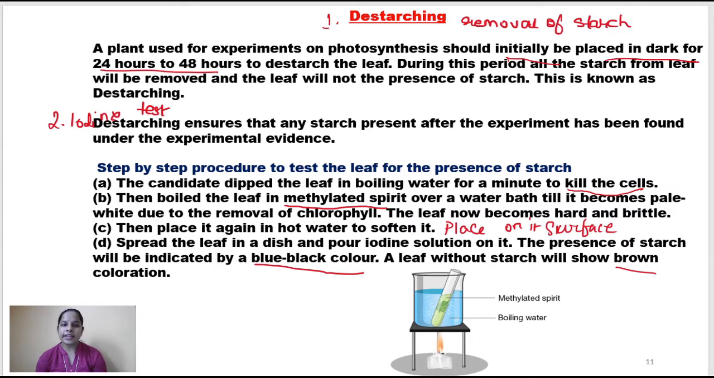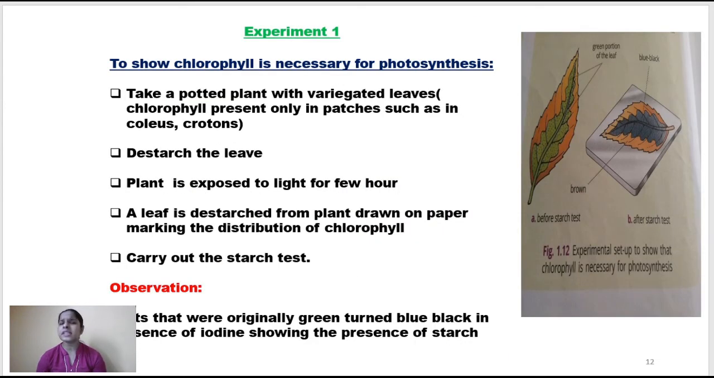So now let's begin. There are four experiments that are related to photosynthesis. Number 1, to show that chlorophyll is necessary for photosynthesis. Number 2, to show that sunlight is necessary for photosynthesis. The third, that carbon dioxide is necessary for photosynthesis. And the fourth experiment is based on the fact that oxygen is evolved during photosynthesis.